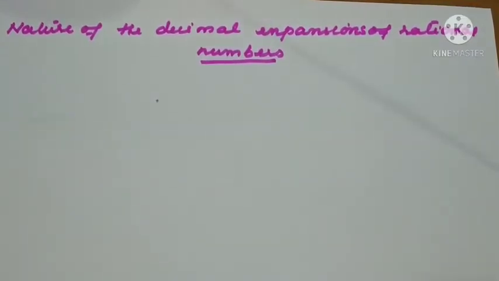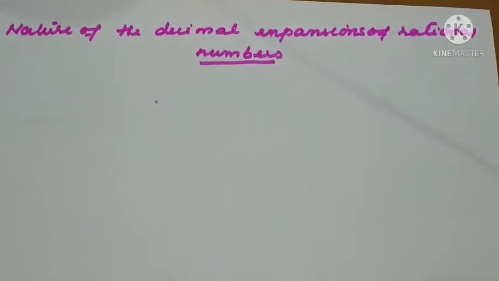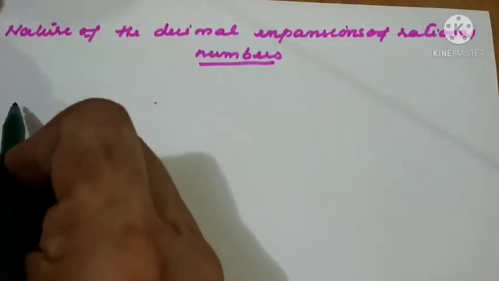Nature of decimal expansion of rational numbers. See, when it is a rational number, it has two types of decimal expansion. One is a terminating decimal expansion, another one is a non-terminating repeating or recurring decimal expansion. We already learned this in the previous classes. Let us see this type of expansion, first example.